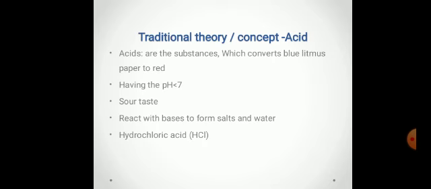First, blue litmus paper is converted into red color. Next, the pH of this solution is less than 7. Next, the taste of an acidic solution or acid is sour. Then, when this substance reacts with a base, it forms salt and water; this is an acid. And last, an example of an acid is hydrochloric acid, that is HCl. So this is all about acid.